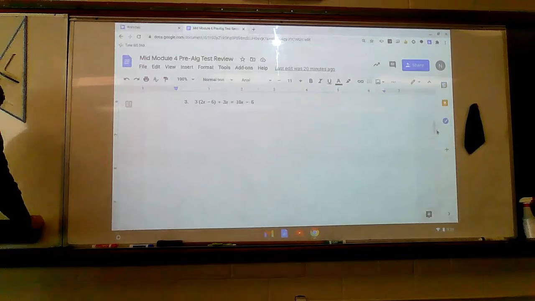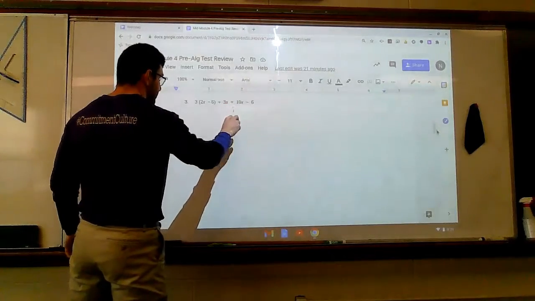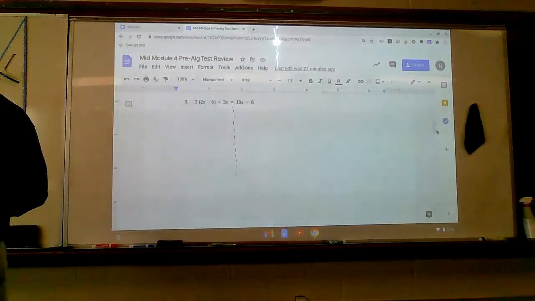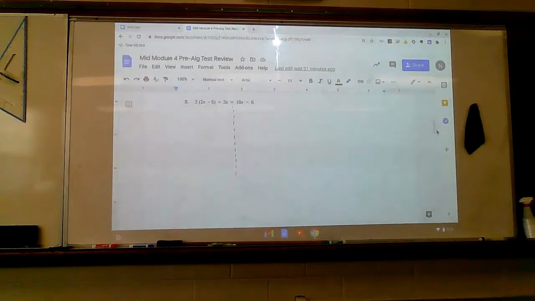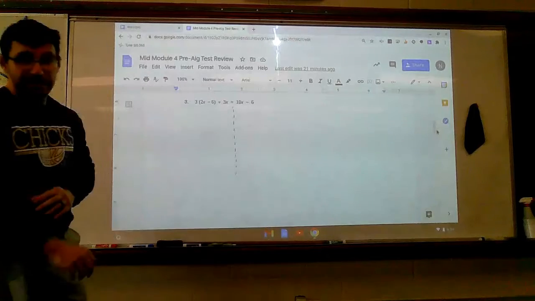Okay, number 3. Step 1, find the balance point. The balance point is always my equal sign. I prefer to find the balance point first so that I know when things are on one side or the other. That way I know I can combine on the same side or I'm combining on opposite sides.